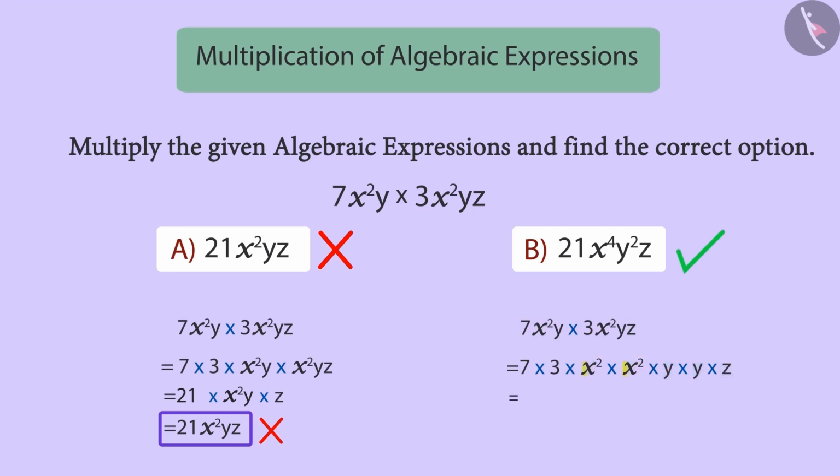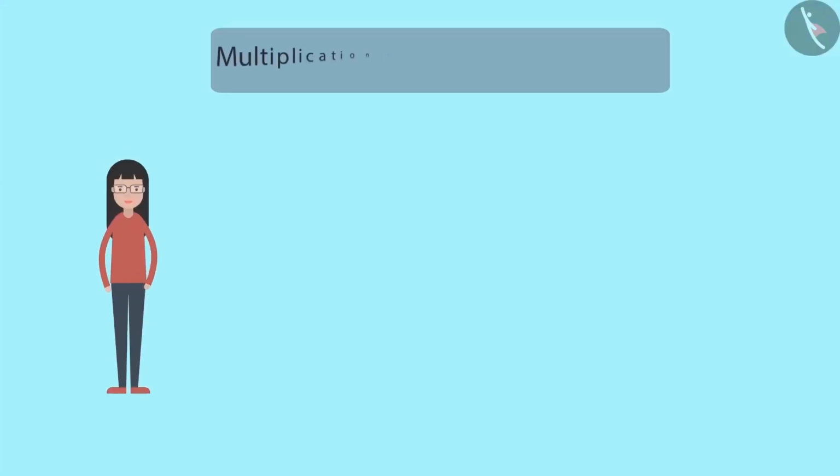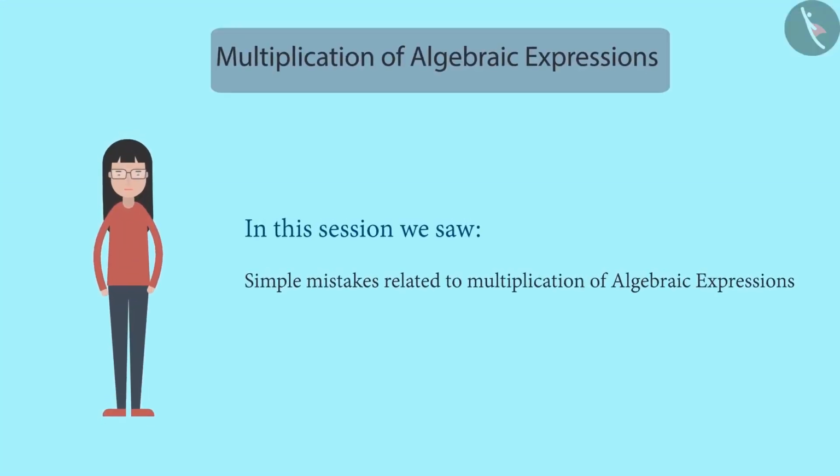Now, we will multiply the similar variables with their powers. So, x square multiplied by x square will be x to the power 2 plus 2, which is equal to x to the power 4. This is according to the exponent and power rule that we studied in junior classes. Similarly, y times y will become y squared and z will remain the same. So, this is the correct answer, which is option B. In this session, we made a simple mistake related to the multiplication of algebraic expressions.